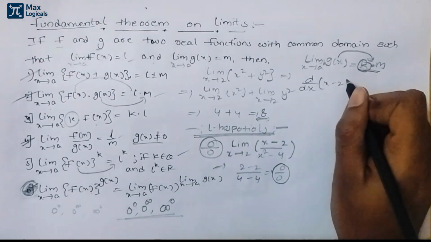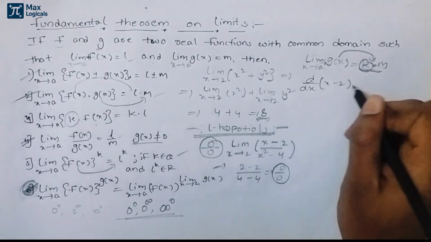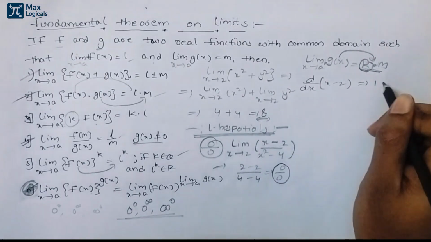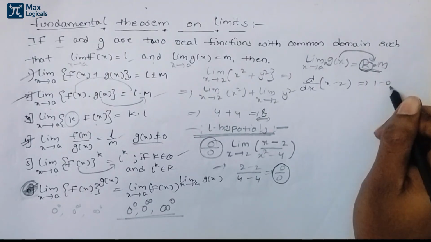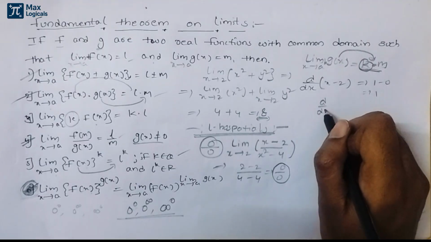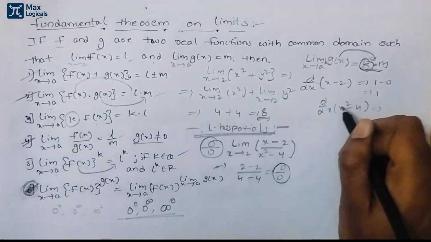So x minus 2: the differentiation of x with respect to x is 1, and the differentiation of a constant with respect to x is 0. 1 minus 0 is 1. And d by dx of x square minus 4 is 2x.